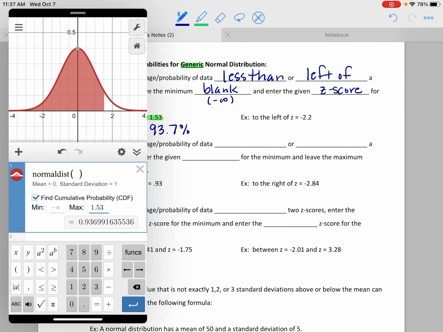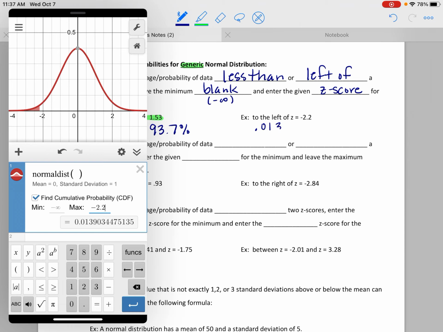What if we want to know what's left of negative 2.2? Now let's change our maximum here to negative 2.2. This isn't going to be very much data because negative 2.2 is very far to the left there. But let's go ahead and put it in. Negative 2.2, not 22, 2.2. And there it is, a really small decimal. So this is about 0.0139.